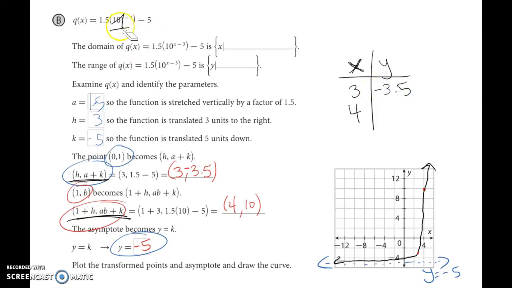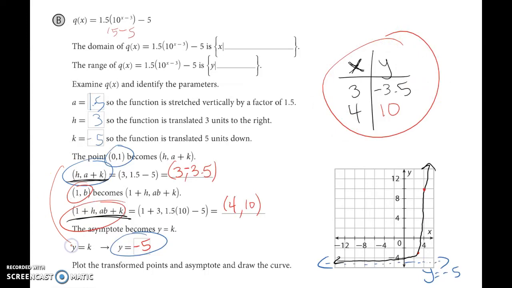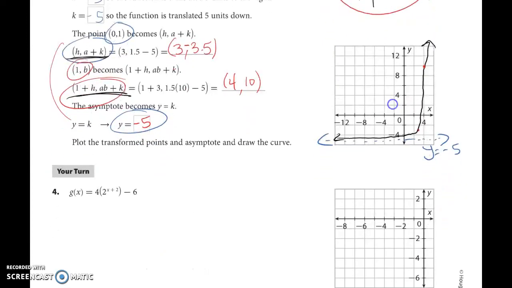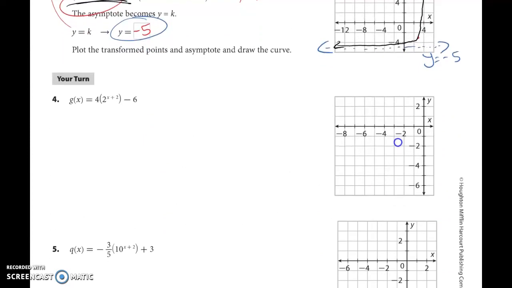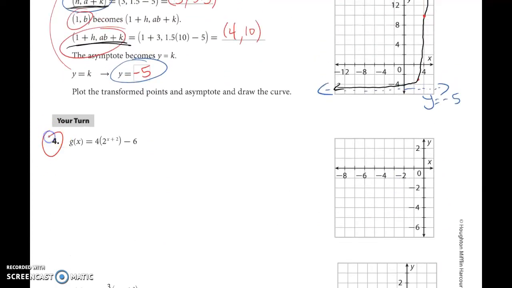And then if I plug in 4, 4 minus 3 is 1, so I get 10 to the first power. So 15 minus 5, and I get 10. And I would plot those 2 points. So one way of doing it is your t-chart, and one way of doing it is memorizing what the book says the horizontal, vertical, and compressions are. Okay, go ahead and try the your turn 4. Good luck.